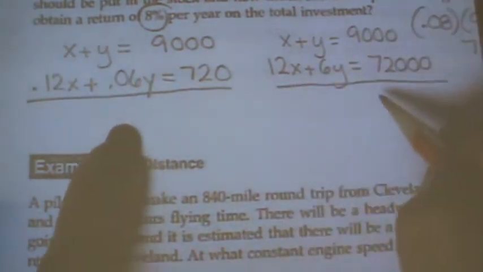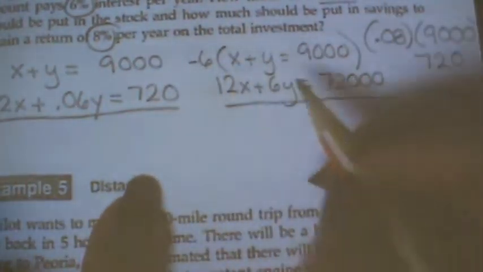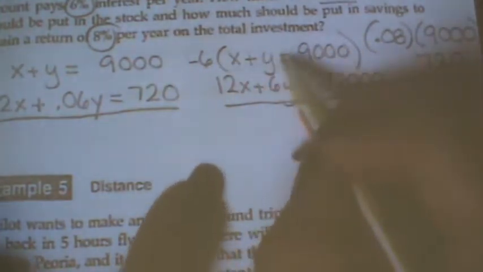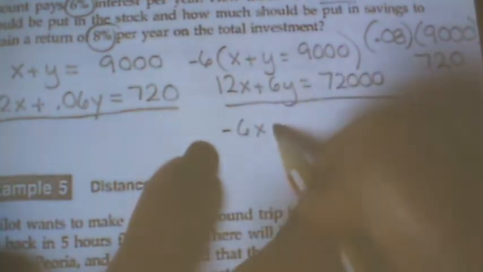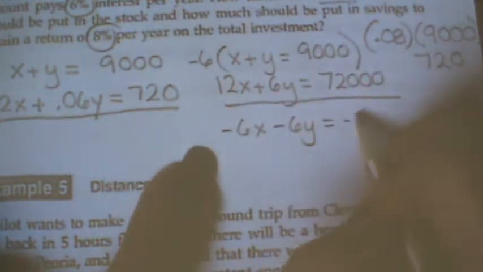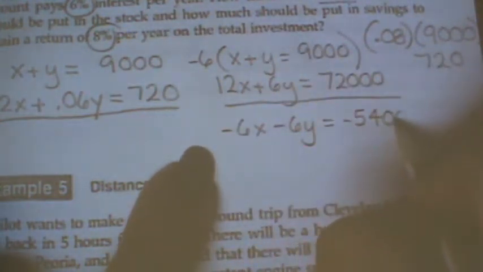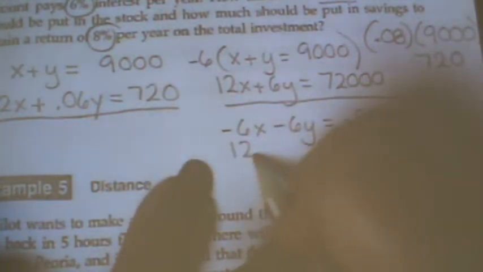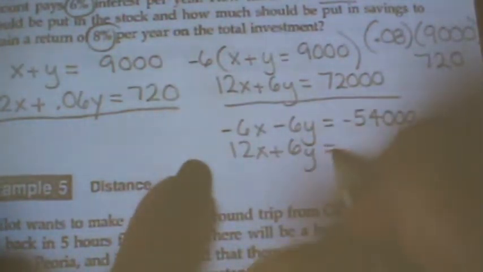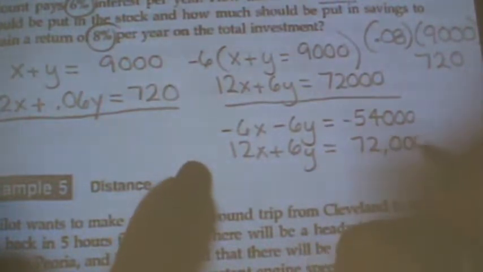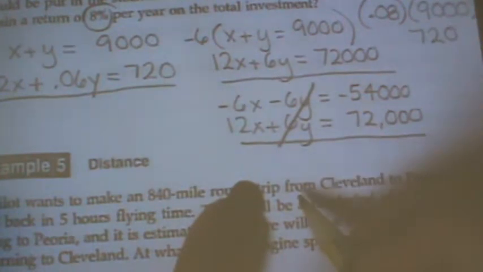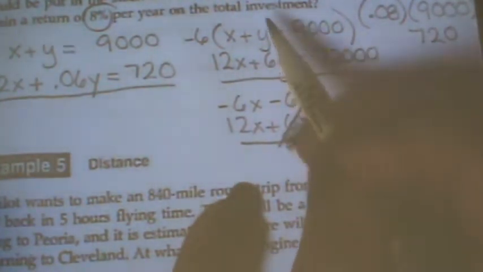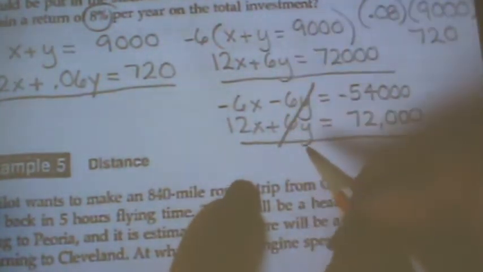Now, what are you going to multiply this top equation by? -6. Okay, -6 works for me, so -6x minus 6y equals -54,000. All I'm doing is distributing. And then 12x plus 6y equals 72,000. Now add these, what do you get? How did you know to multiply that by 6? Well, because I want to eliminate. This is the elimination method, remember? Okay, I see what you're doing.